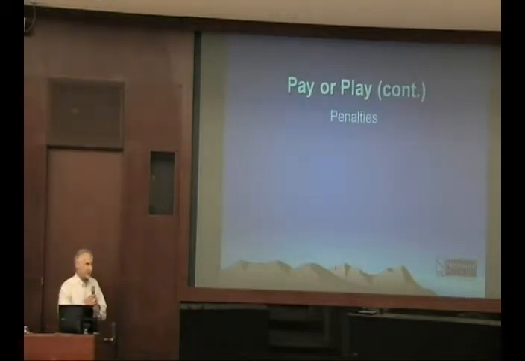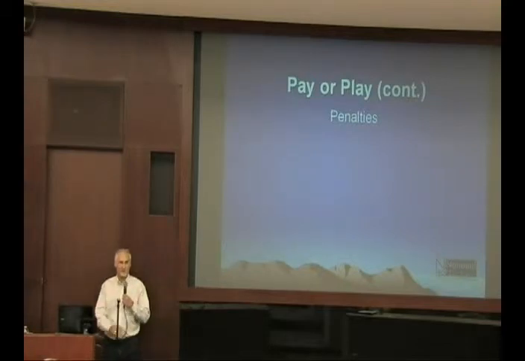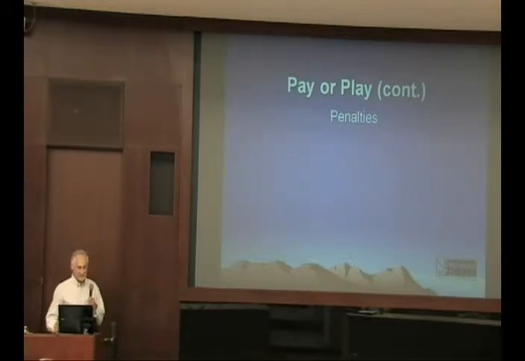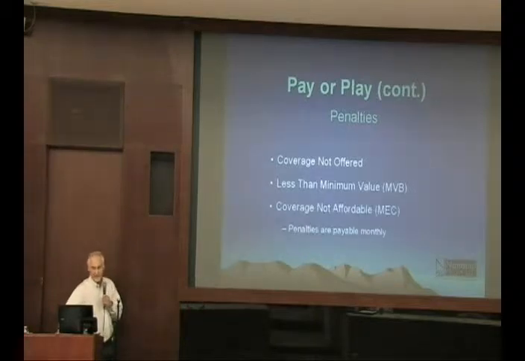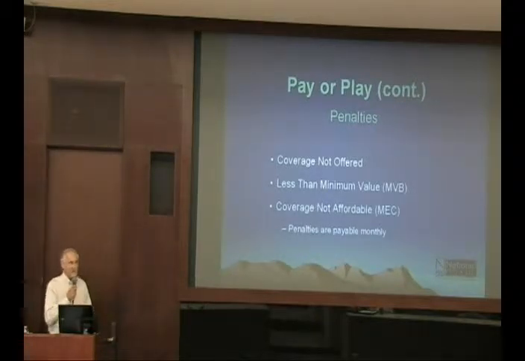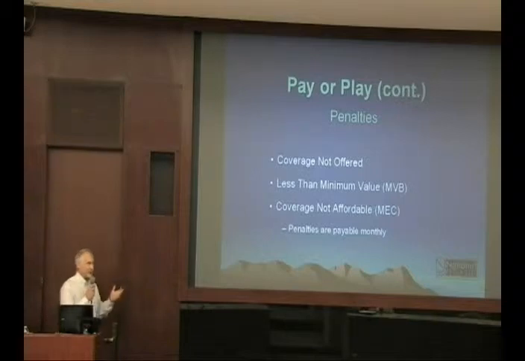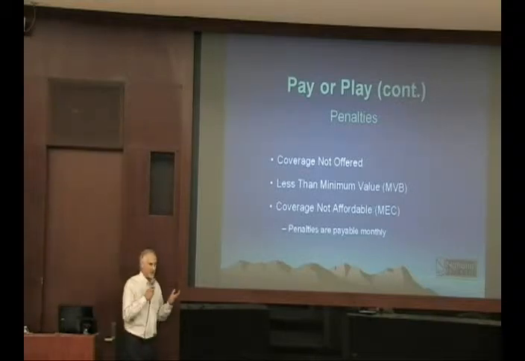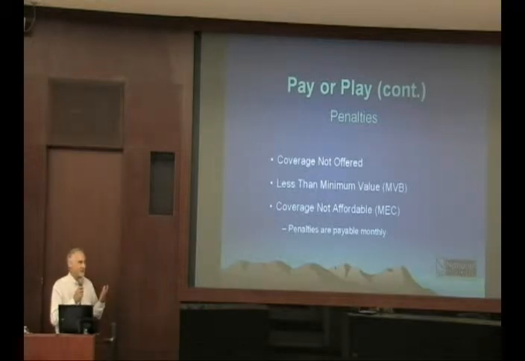Okay, so here's where the rubber meets the road. What are the penalties? The government says you got to do this, so what? What's going to happen? All right, there are different kinds of penalties. There's the coverage not offered at all penalty, and then there is the less than minimum value coverage offered and the coverage not affordable penalty. Penalties are payable monthly, so when you see the numbers, it's not like you have to get out your checkbook and write a check then. You're going to get a bill for 1/12 of it every month.